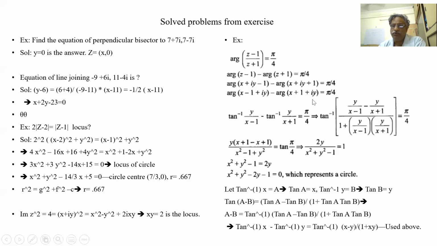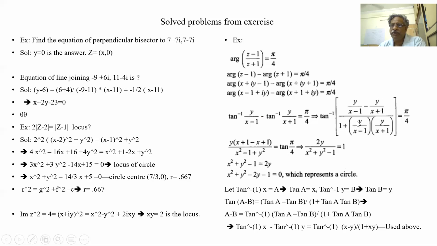Thus this is the formula we're using here. So this becomes tan inverse of x minus y by 1 plus xy. This is when I'm combining two tan inverses with a minus in between. So this is the way, this is an example I have shown of how they combine.